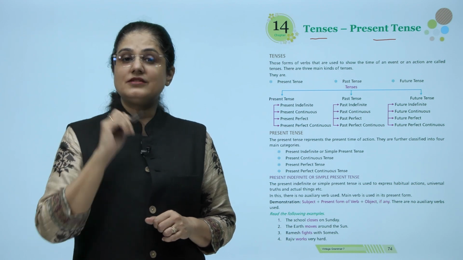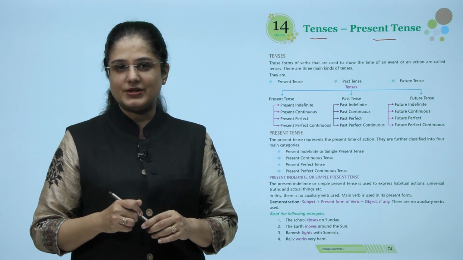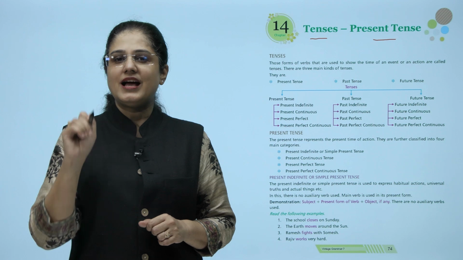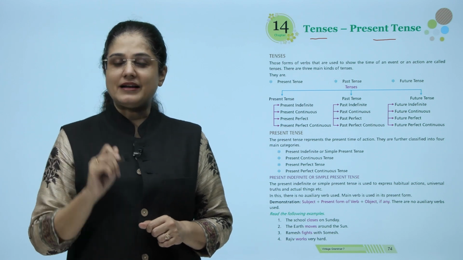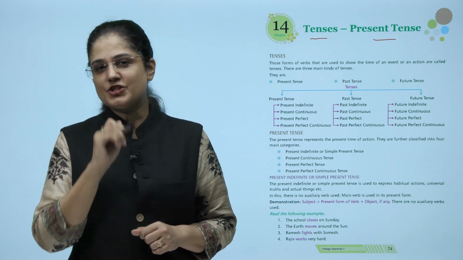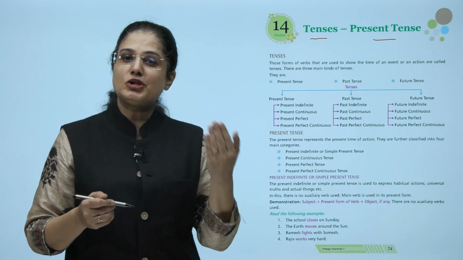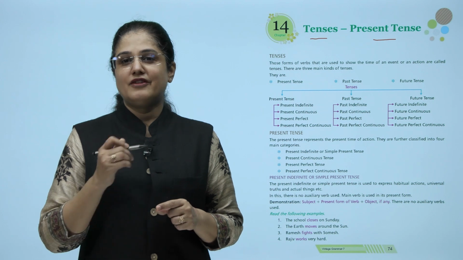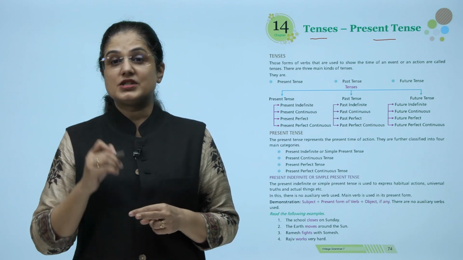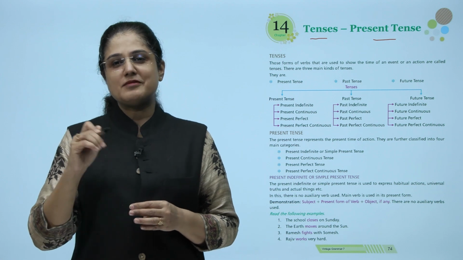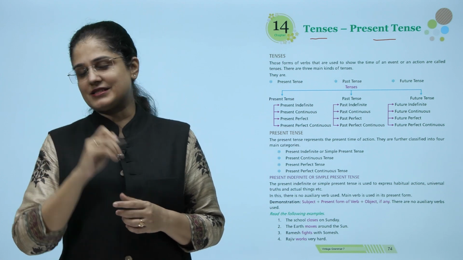Similarly, past tense also has four different categories: past indefinite, past continuous, past perfect, and past perfect continuous tense. And accordingly, future tense also has four categories: future indefinite, future continuous, future perfect, and future perfect continuous tense.